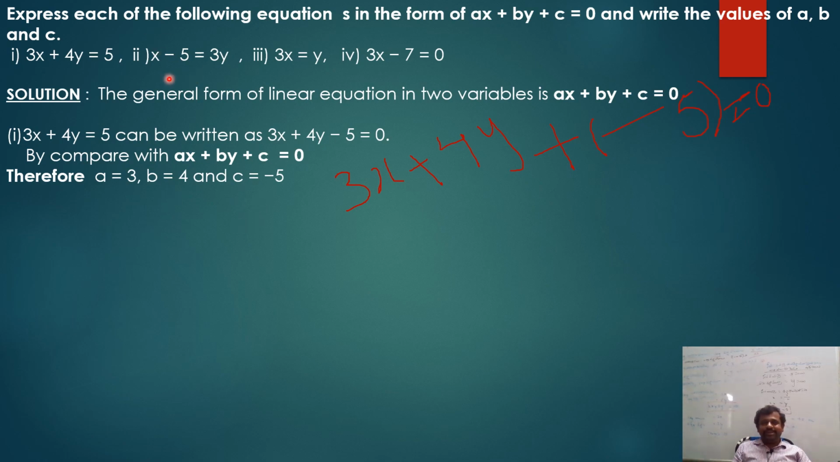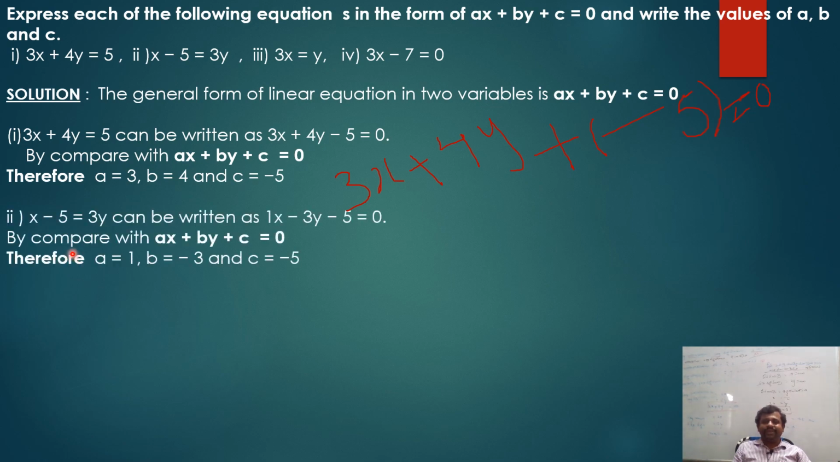Now let us move to x minus 5 is equal to 3y. This can be written as, observe here, 1x plus 3y transposed to the LHS as minus 3y, minus 5 is equal to 0. By comparing with ax plus by plus c is equal to 0, a is equal to 1, b is equal to minus 3, c is equal to minus 5. Observe here. I hope you understand.